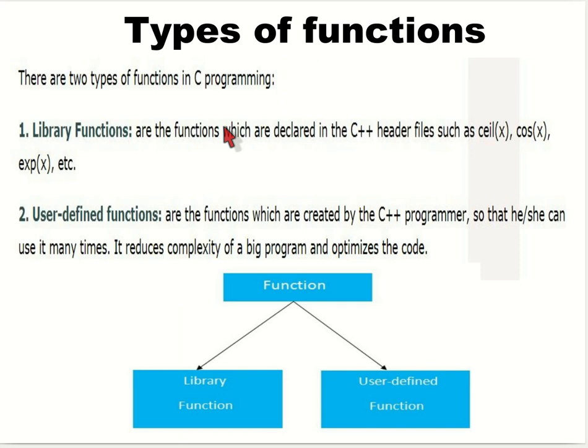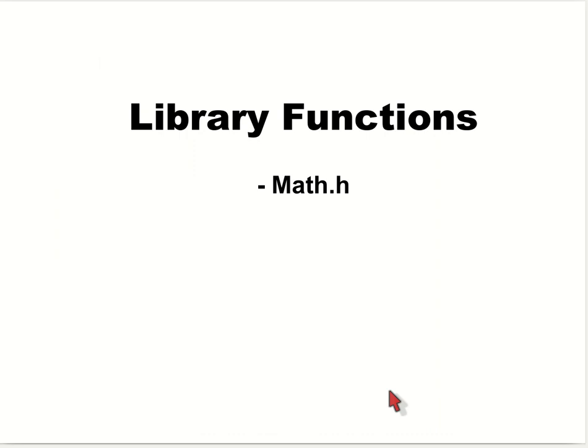There are different types of functions: library functions and user defined functions. Library functions are functions already defined in the libraries, which we can use directly in our program. Otherwise we have to define the function ourselves, which is known as a user defined function. So functions are of two types: library functions and user defined functions. First let us see the library function. Let me give you an example: math.h.